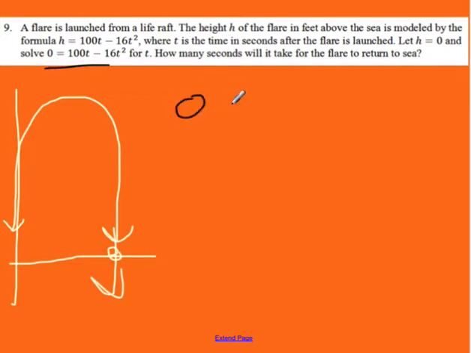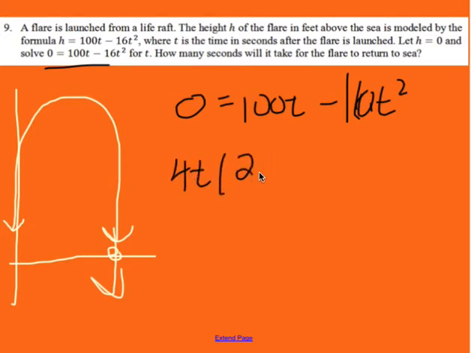So we have 0 is equal to 100t minus 16t squared. The first thing I want to do is take out a greatest common factor. Between 16 and 100, I can take out a 4 and a t. And when I do that, I'm left with 25 minus 4t, and that's equal to 0.